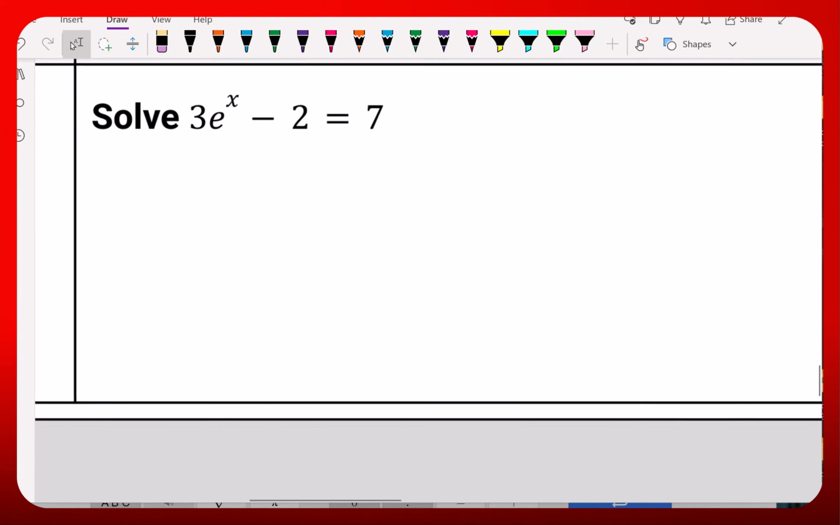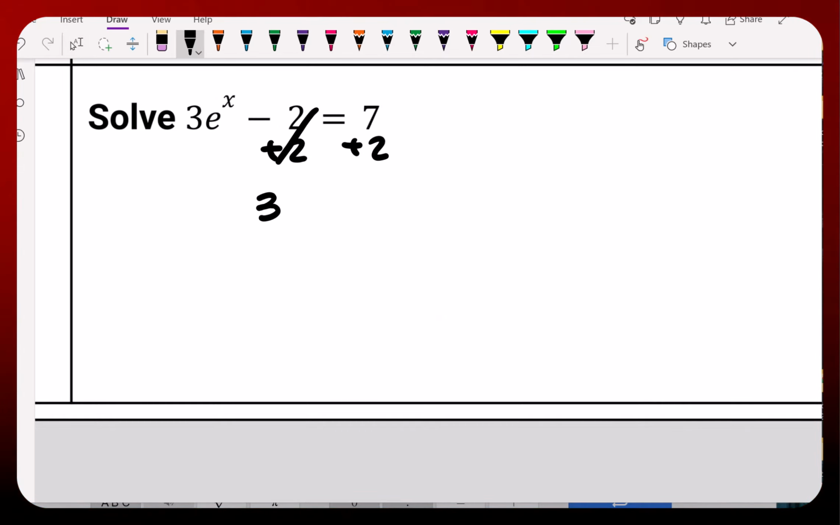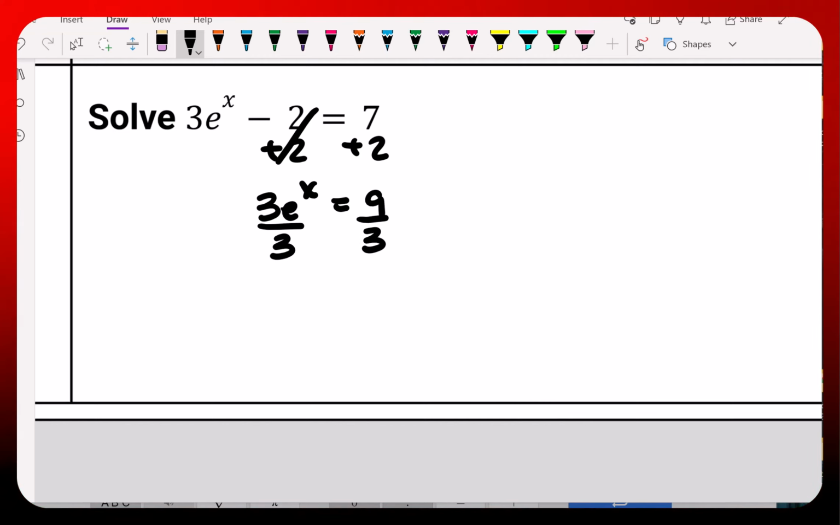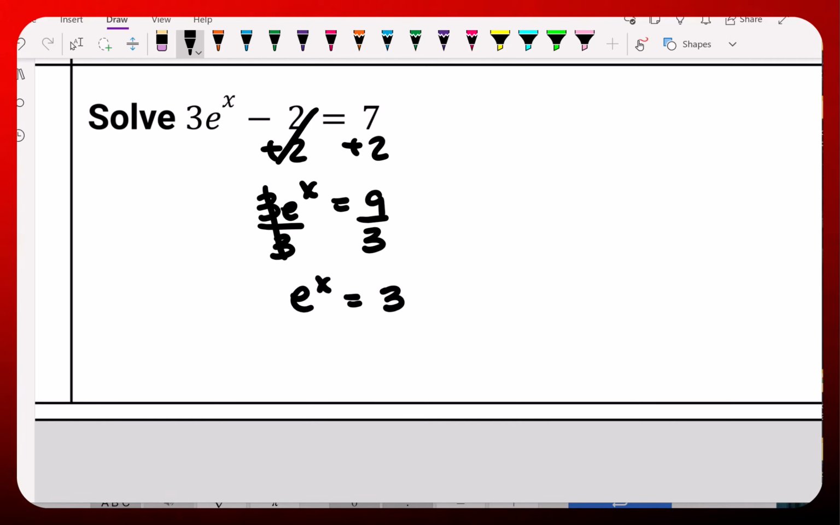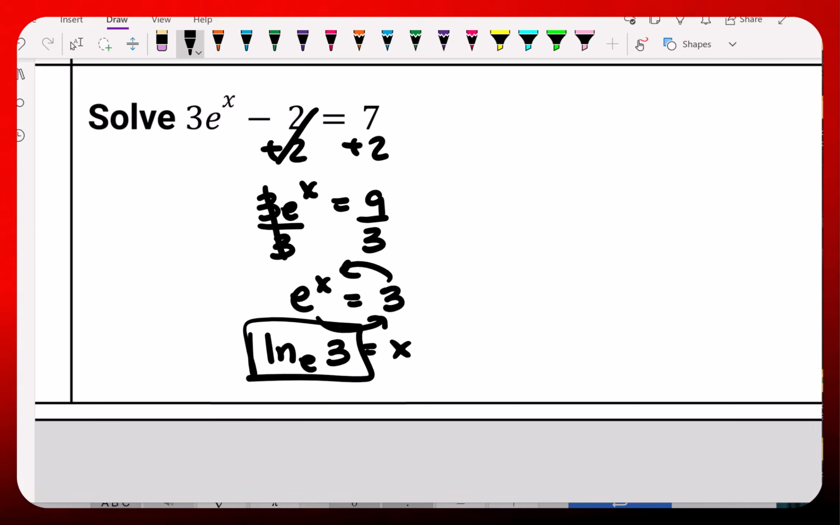All right, this last one over here, we are going to add 2 to both sides, and then we're going to divide by 3. That way we can get that e isolated. And since it's e, I'm going to use natural log to change it into a logarithm. And that is my exact answer. If I wanted to change it into something rounded, I can just type the natural log of 3 into the calculator, and I'm good to go.